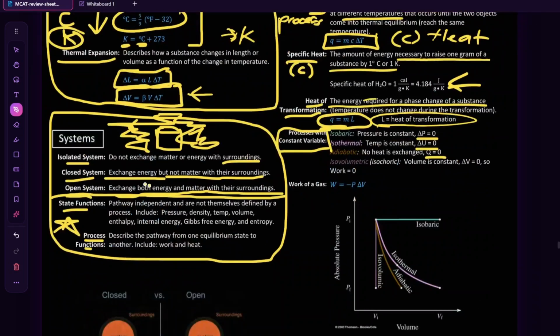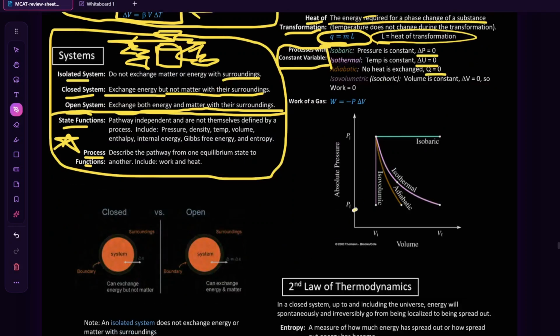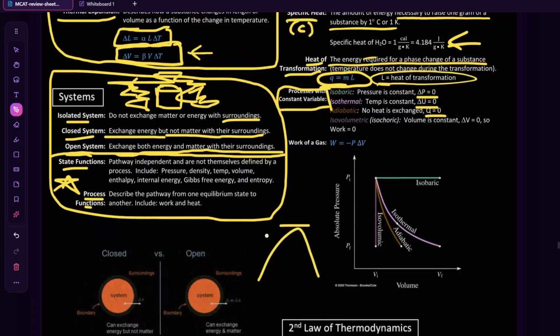So when you go back to state and process functions, we're going to go back to that right now. When you have a state function, imagine hiking up a mountain. Your altitude doesn't care which trail you took to get there. This is your mountain, and you climbed up to the peak of the mountain. Now imagine all you cared about was the height, not the path it took, or how steep the path was. So altitude is kind of like a state function, where it's path independent. It just cares about the endpoint.